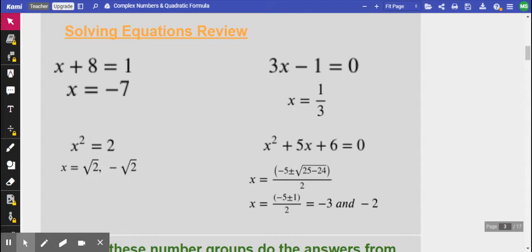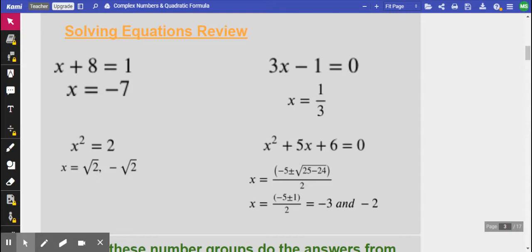Third, we have x squared equal to 2. In order to solve for x, we need to take the square root of both sides of the equation. And remembering that when we take a square root of x squared, we're going to get 2 possible answers that are coming from this equation.